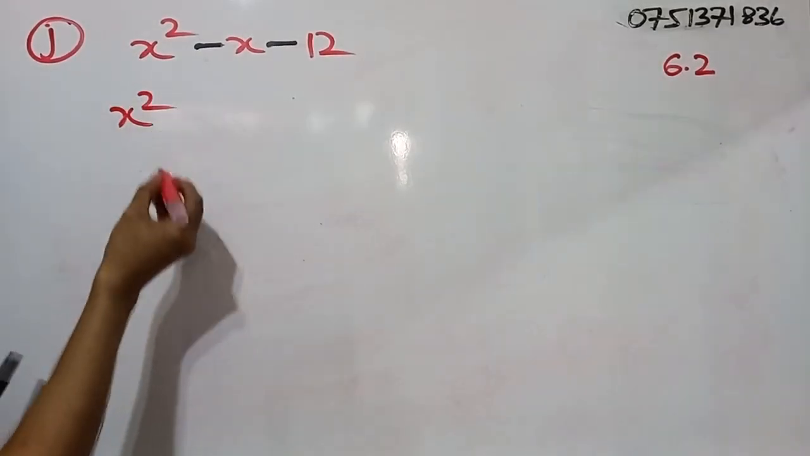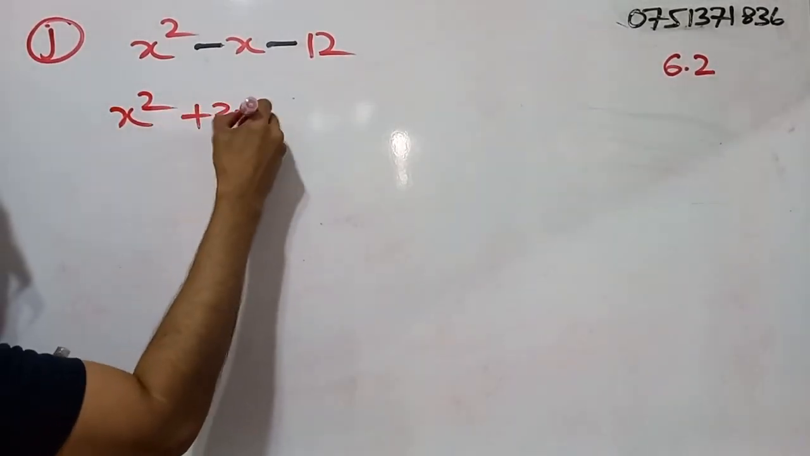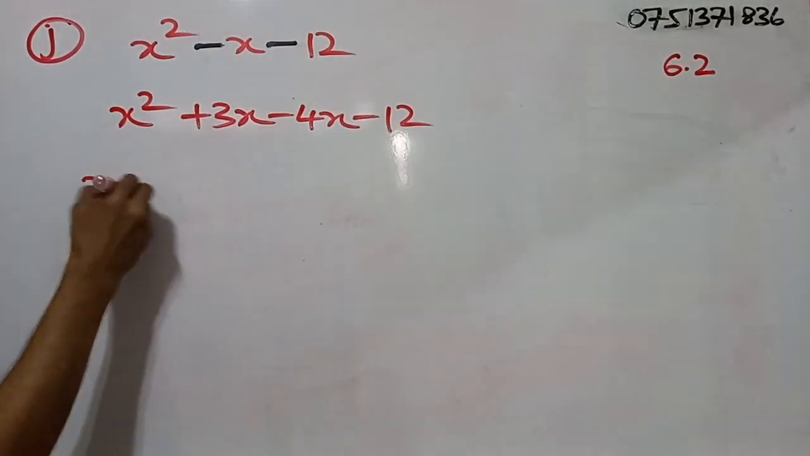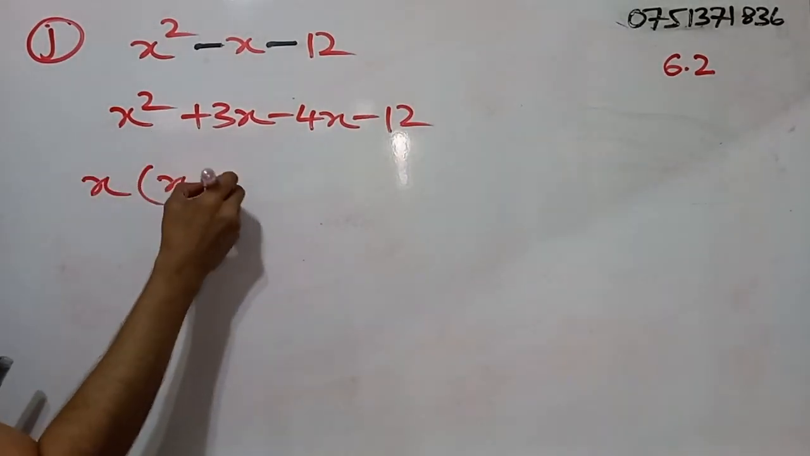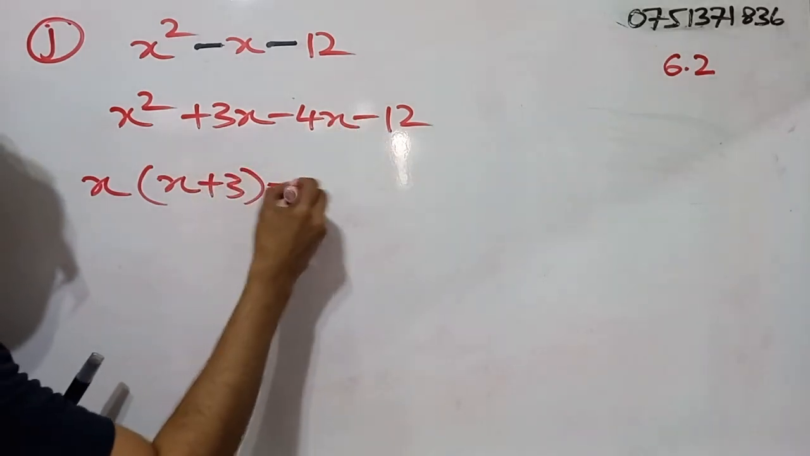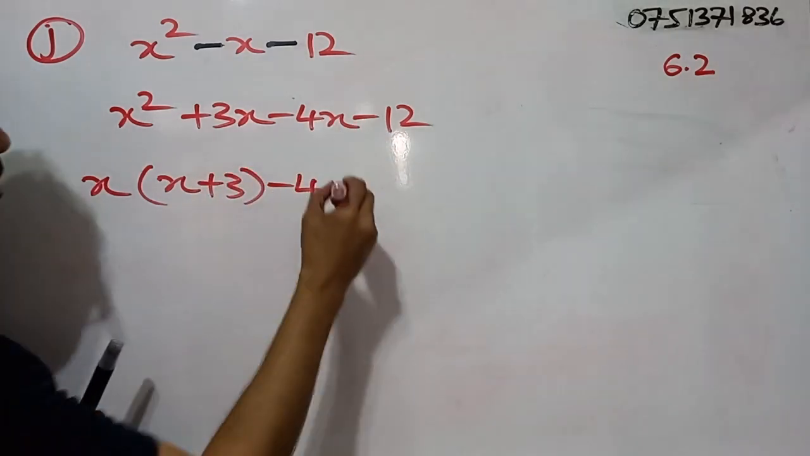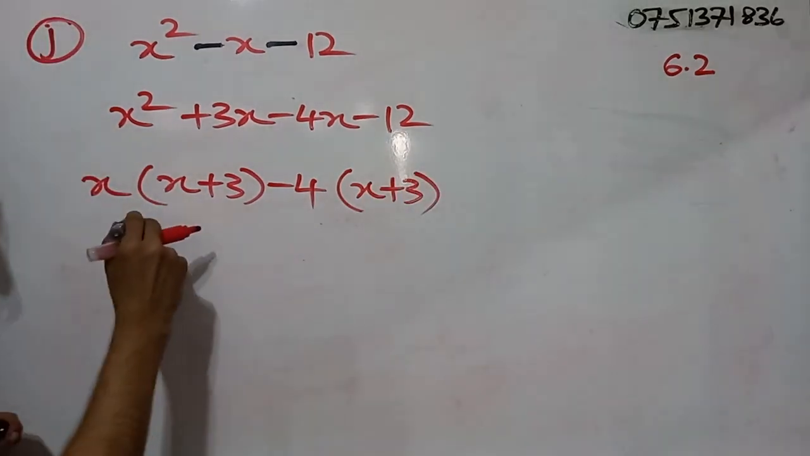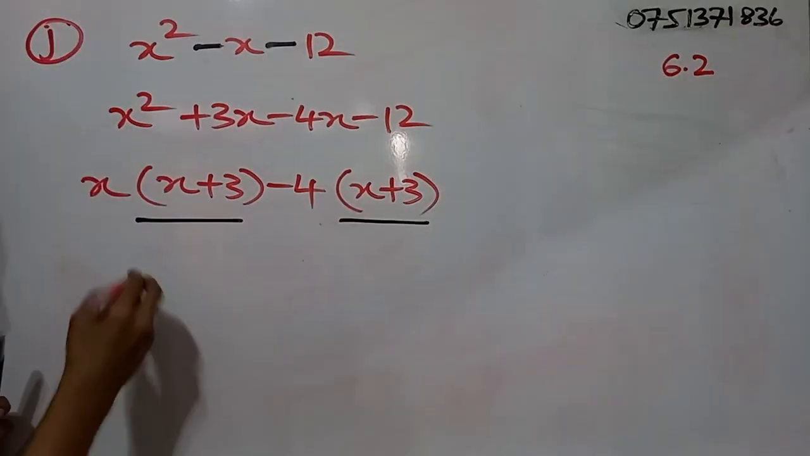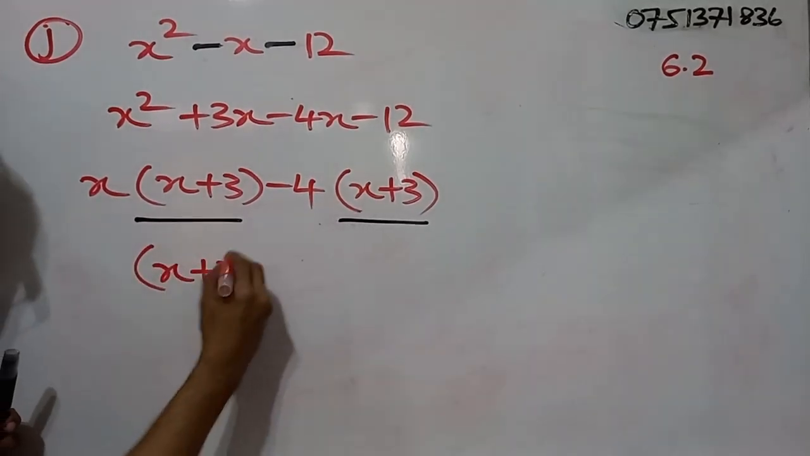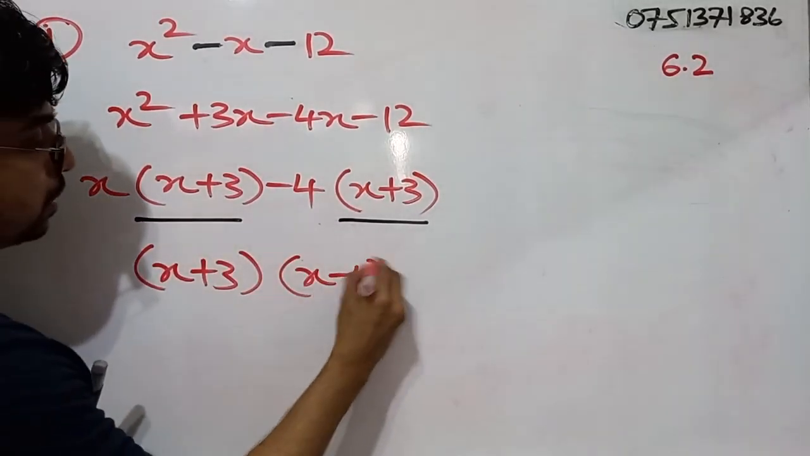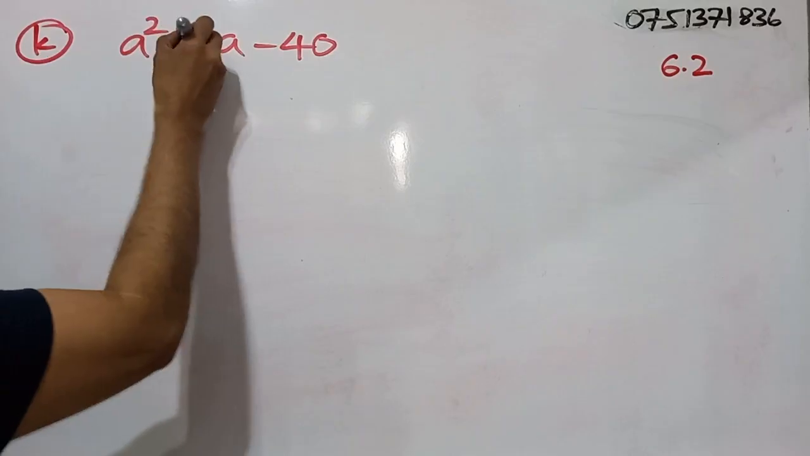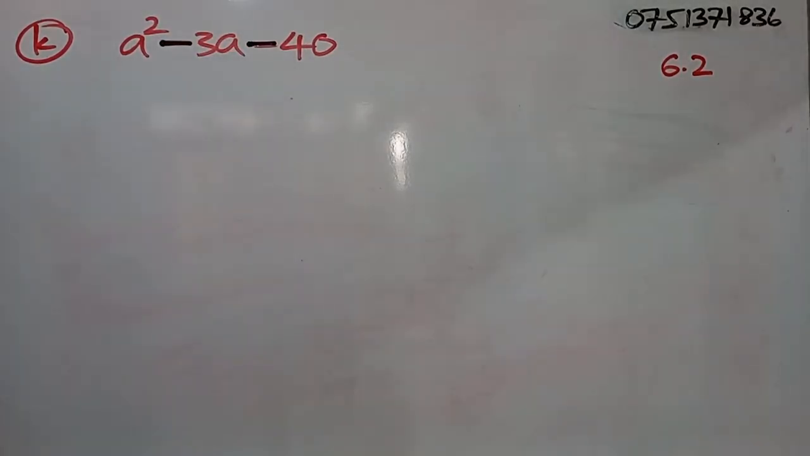So x squared plus 3x minus 4x minus 12. Consider these two. So x is the common factor. So x plus 3. Consider these two. Negative 4 is a common factor. Then x plus 3. Now these two expressions are common. So we can take x plus 3 and x minus 4. This is the answer. Here also the same thing. Here we have a minus. Here also we have a minus.